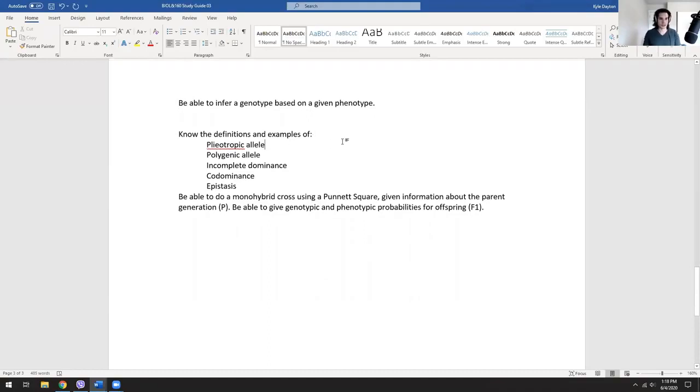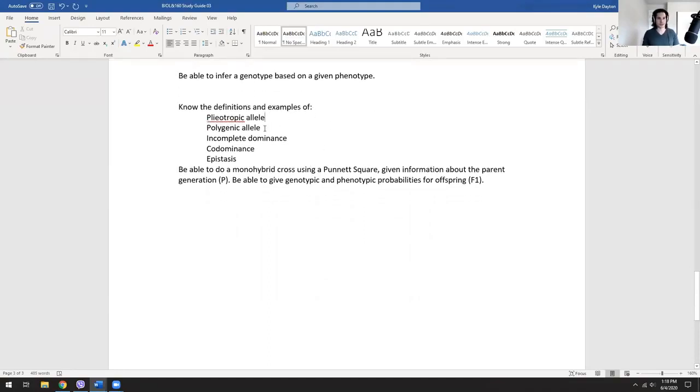Know the definitions of the examples. Okay, so polygenic, this is where I would usually start. Polygenic is where you have multiple, and this is where hair color kind of comes into play, even skin color. So multiple genes contribute to a single phenotype.